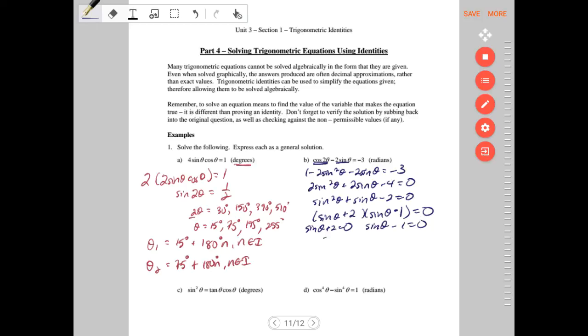So that gives me sine theta equals negative 2, and sine theta equals 1. Now, we know that sine theta equals negative 2 is not possible because the maximum sine can be is positive 1 and the minimum is negative 1. So this one produces no solution. However, we know that sine theta equals 1 when theta is pi over 2.